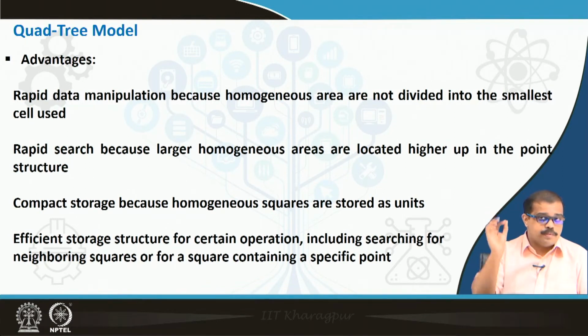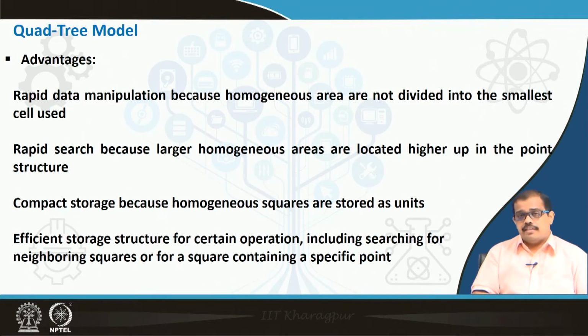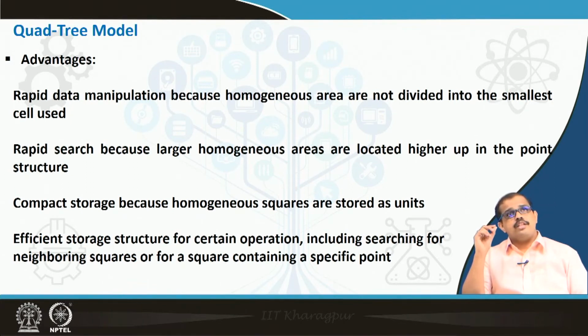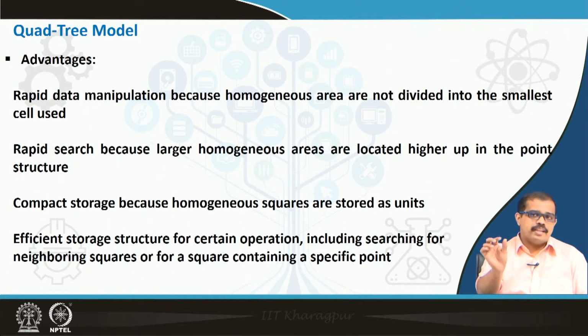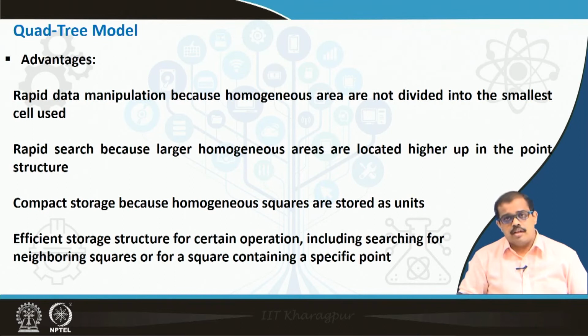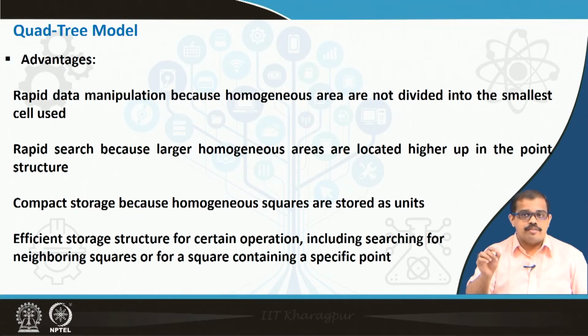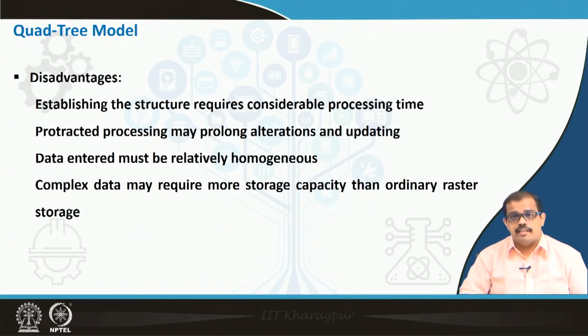If you are looking at a specific cell, for example, let us say someone wants to look at a specific cell which is actually representing a specific quantity or quality on the earth's surface. In order to point out that specific cell, it is much easier in a quad-tree than searching in the entire database. That is why it is needed, but there are certain disadvantages.